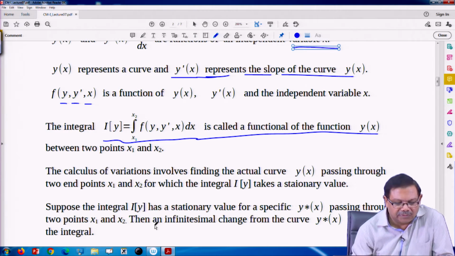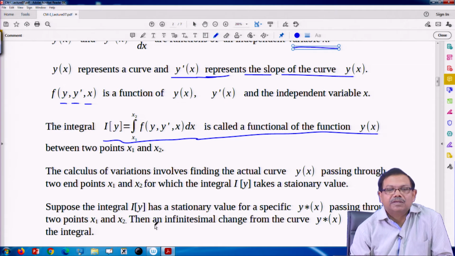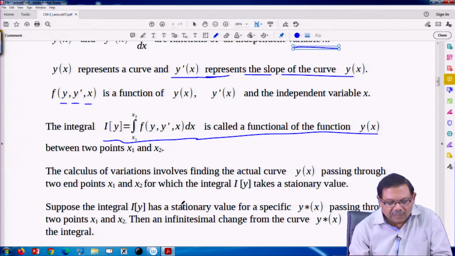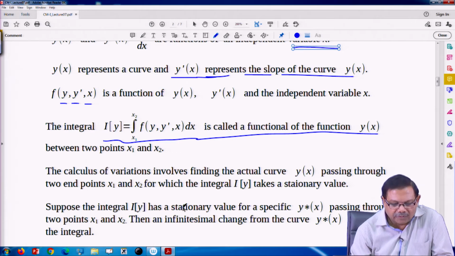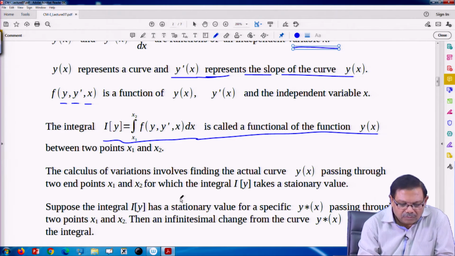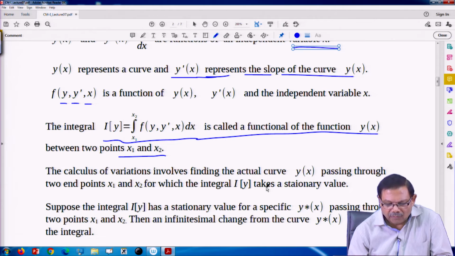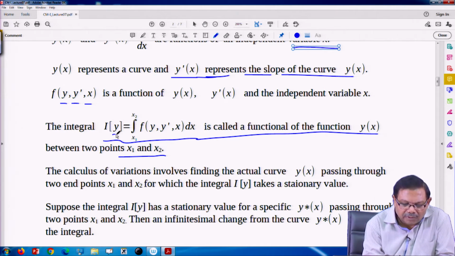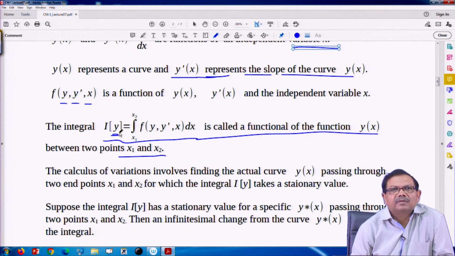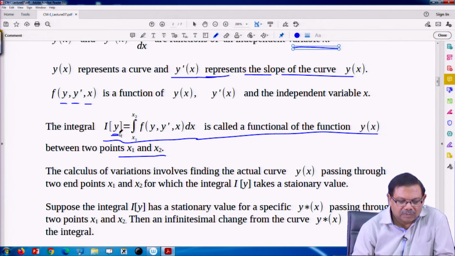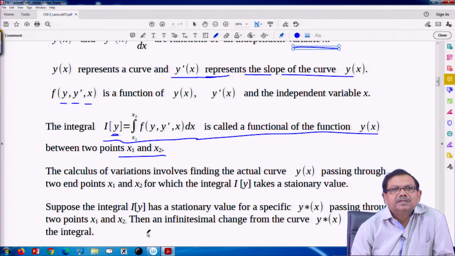So, this integral is actually a functional, and this y, which is a function of x, has to pass through 2 points x 1 and x 2. So, the calculus of variations involves finding the actual curve y, which is a function of x, such that this integral has a fixed value or a stationary value. So, what do we want to find out?